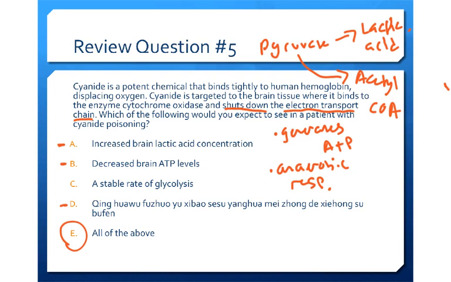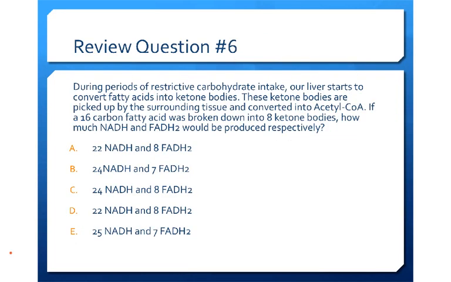And so moving on to our last question. Question 6. During periods of restrictive carbohydrate intake, our liver starts to convert fatty acids into ketone bodies. These ketone bodies are picked up by the surrounding tissue and converted into acetyl-CoA. If a 16-carbon fatty acid was broken down into 8 ketone bodies, how much NADH and FADH2 would be produced respectively?